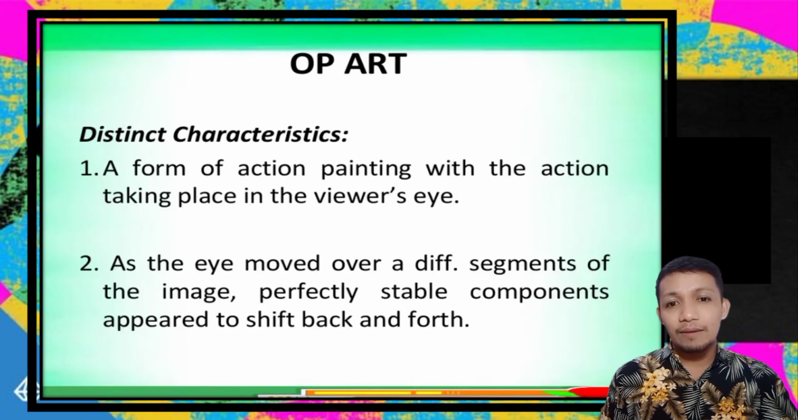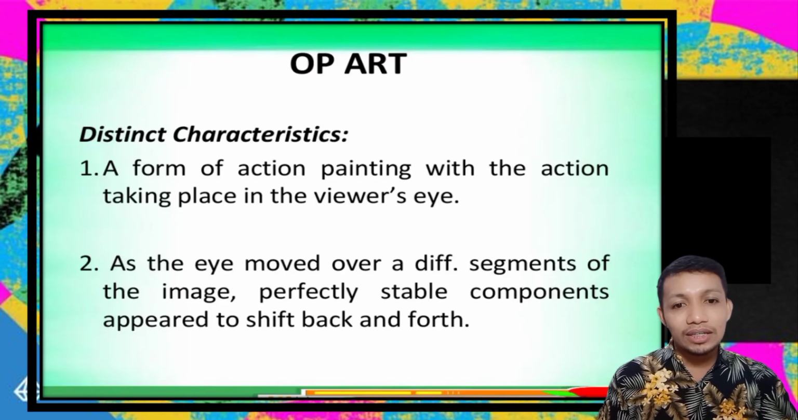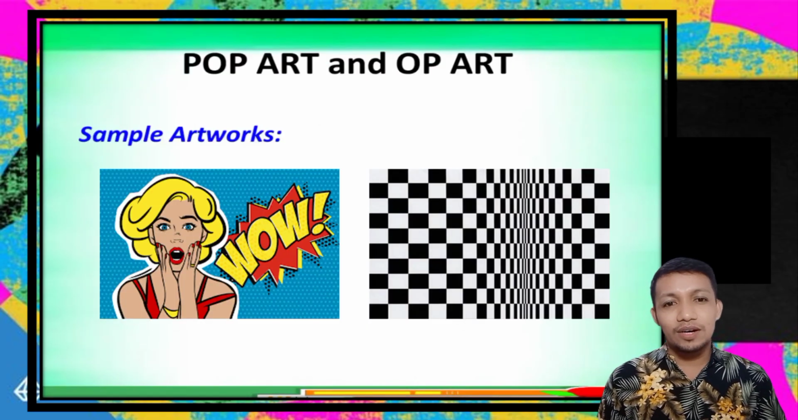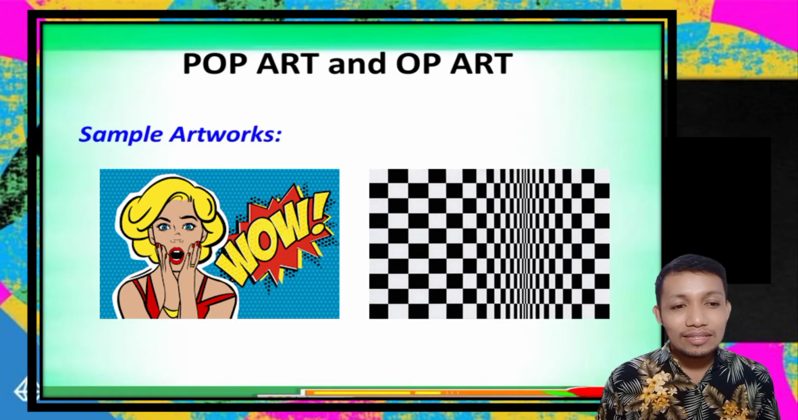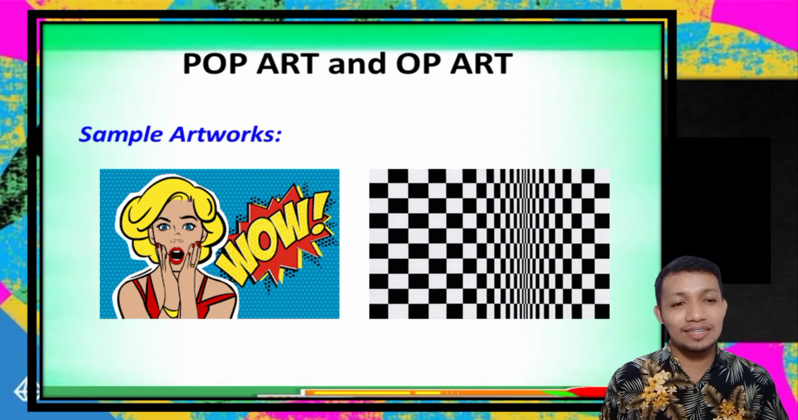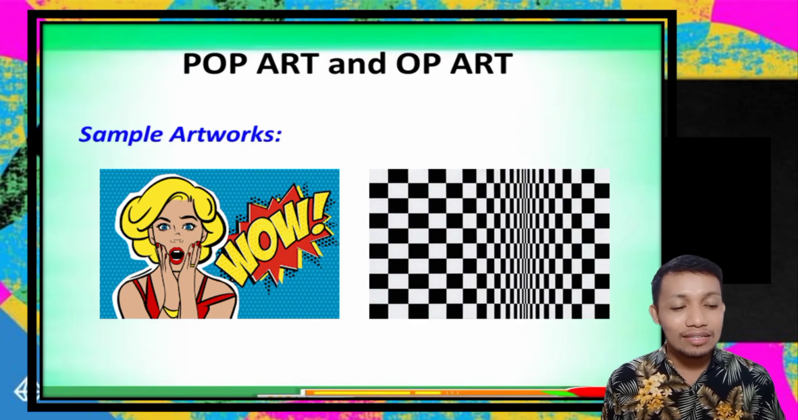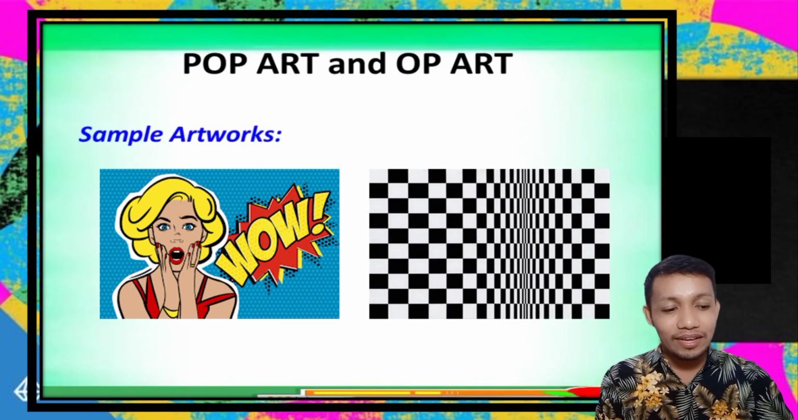And for op art, the distinct characteristics are of action painting with the action taking place in the viewer's eye, and as the eye moves over different segments of the image, perfectly stable components appear to shift back and forth. Examples of these movements are, on the left side, Marilyn Monroe's image saying wow, and on the right side, a Plastic Man-like skin image with black and white colors. So that's the op art that gives us optical illusion when observing it.